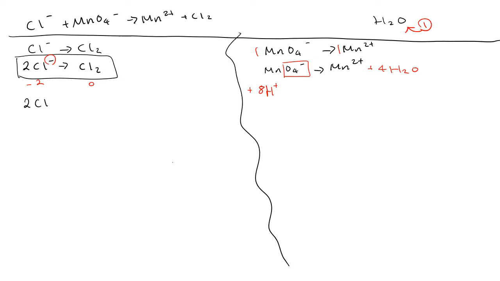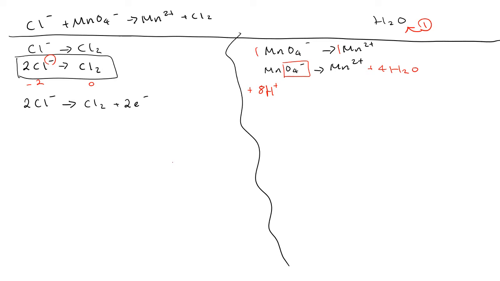To balance this, we need to add 2 electrons to the right-hand side. So the equation now becomes that. We added 2 electrons to make the charge of the right-hand side equal to -2.